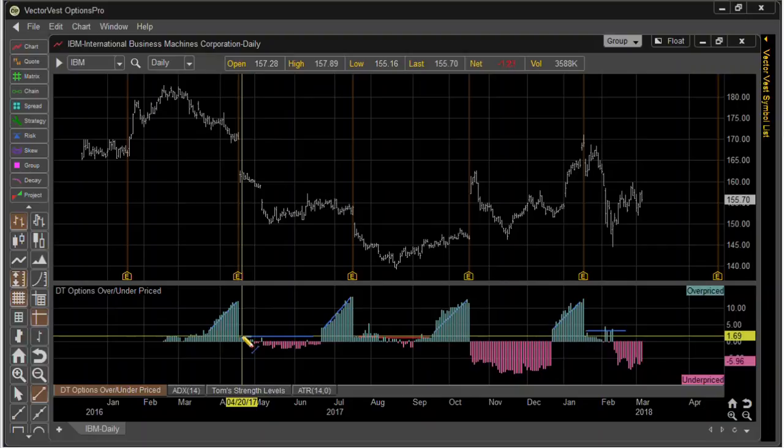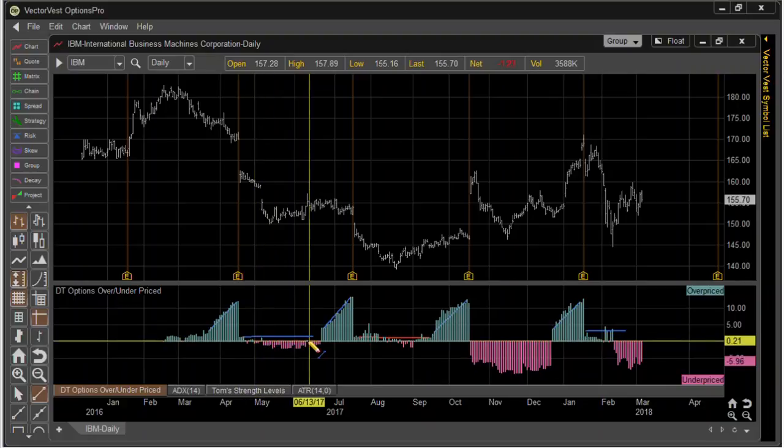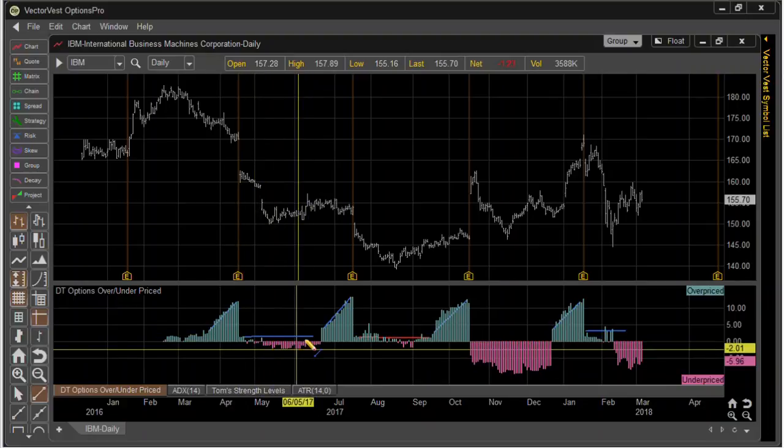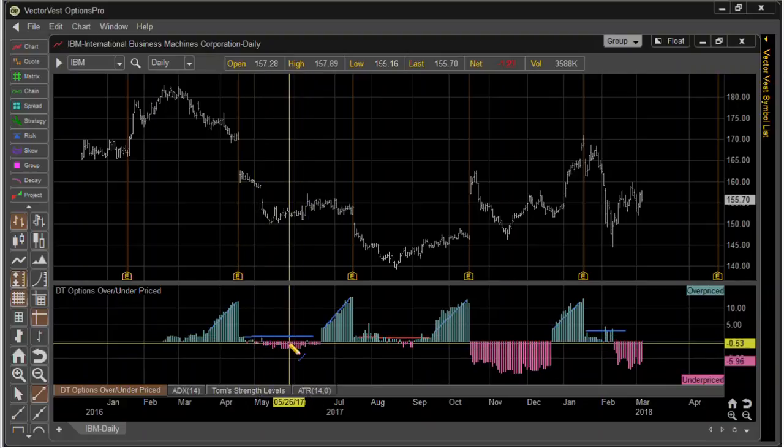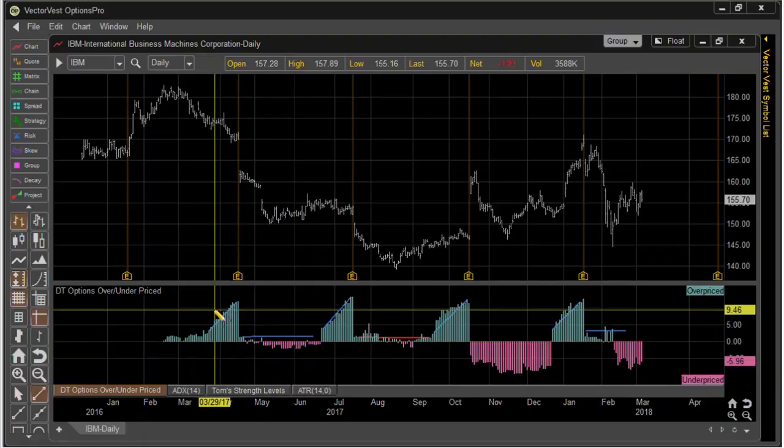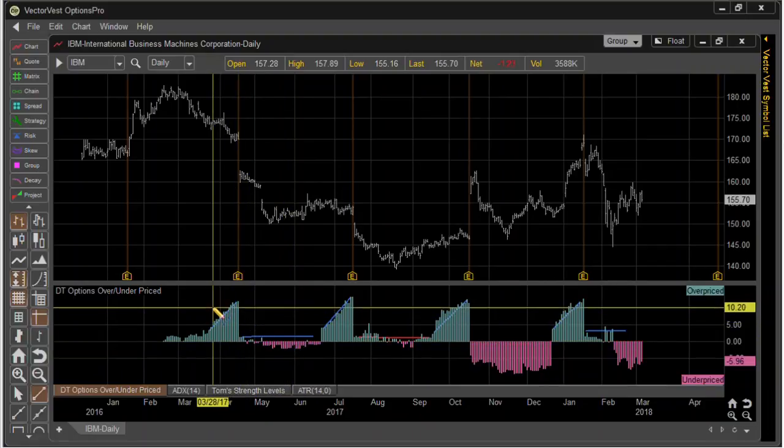Look at earnings back here on 4/20. Very, very still overpriced, and volatility dropped or stayed consistent. All right, this is the kind of area that I'm looking for. Now, another thing that I see on IBM, here's the big peaks.